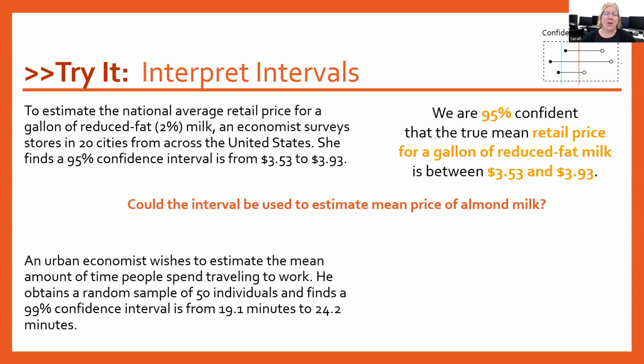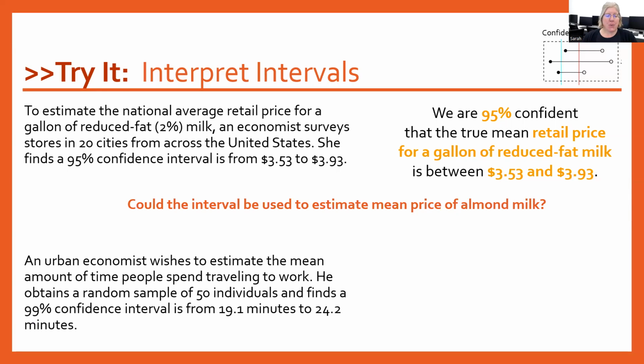And then our follow-up question, could this interval be used to estimate the mean price of almond milk? So remember that in order to generalize our results to our population, we need to identify our population. So we're getting the values of this reduced fat milk. And so the results of our research can only be applied to 2% milk. It can't be applied to anything else.